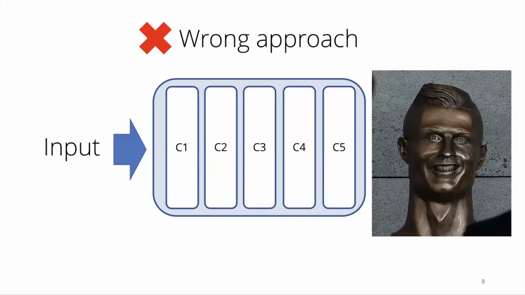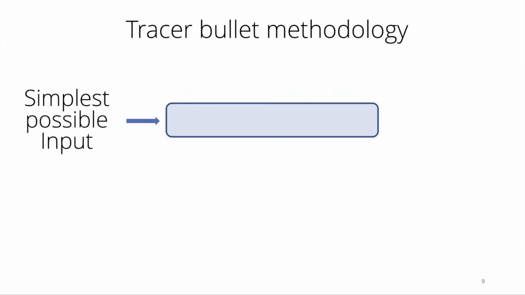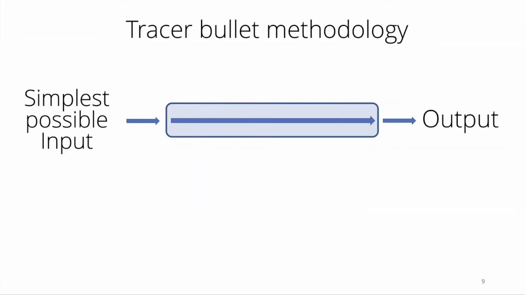So don't do that. Instead, what we're going to follow is the principle of building systems end to end as soon as possible. And in the industry, this is known, in one particular book, the Pragmatic Programmer book, by the tracer bullet methodology. The idea is that you start with the simplest possible input that you want your system to support, and then you trace a line through the code, taking as many shortcuts as you need in order to produce the expected output for that particular input.